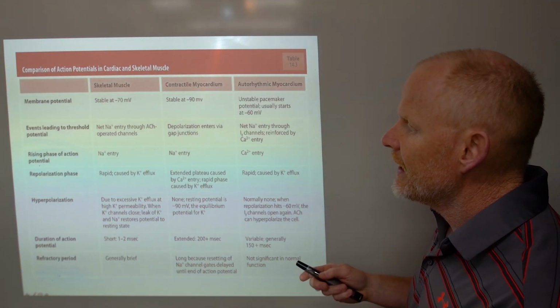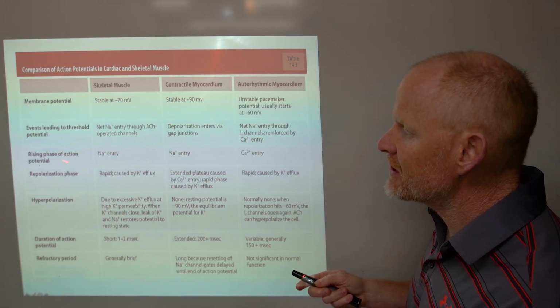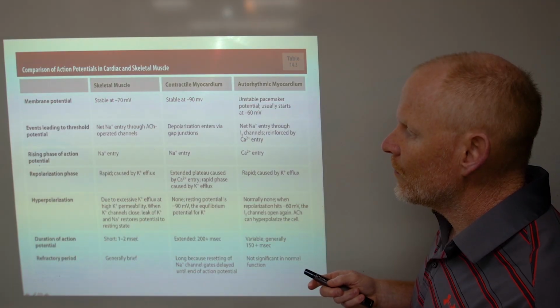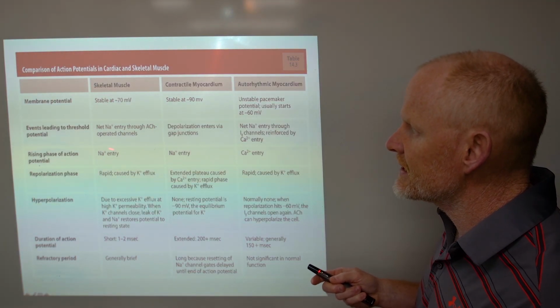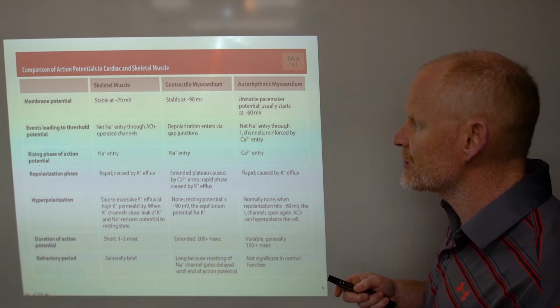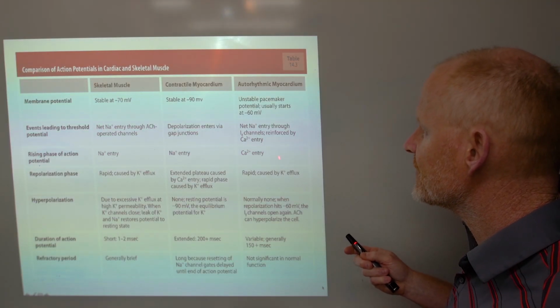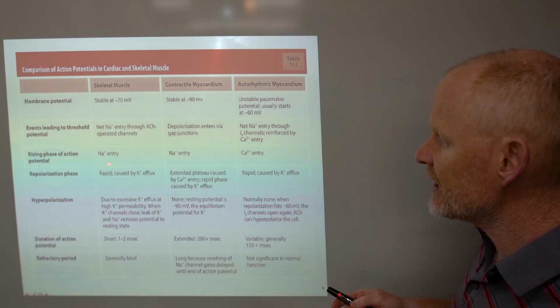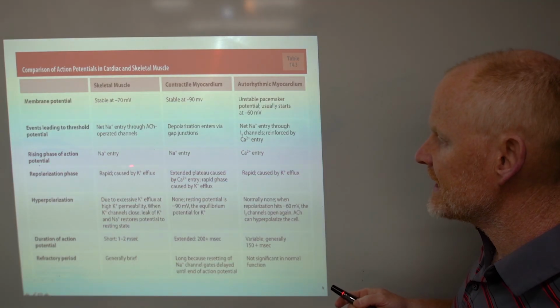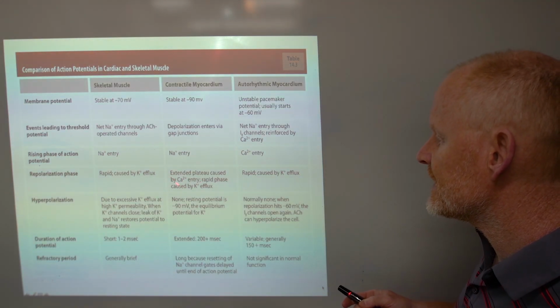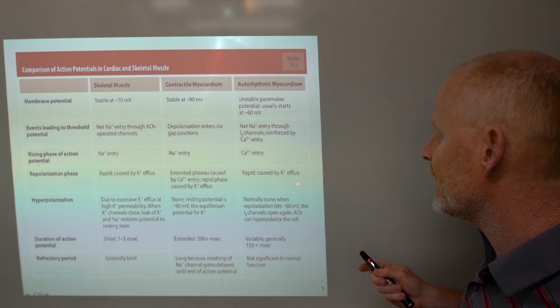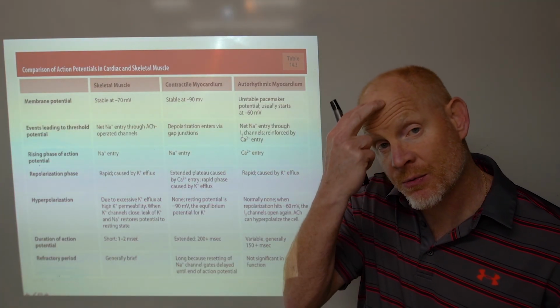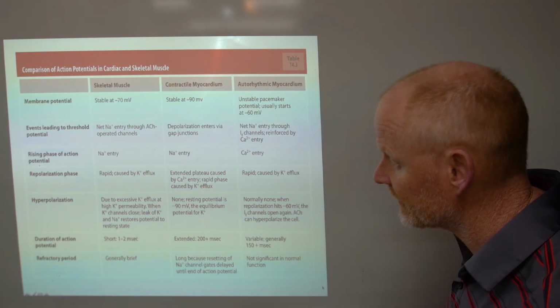depolarization. And what causes the rising phase of the action potential once you reach threshold? It is sodium in skeletal muscle and sodium entry in contractile myocardial cells and calcium entry in the autorhythmic cells, which are slightly different. Repolarization is opening of potassium channels, right? So potassium channels repolarize the cell, make it negative again.